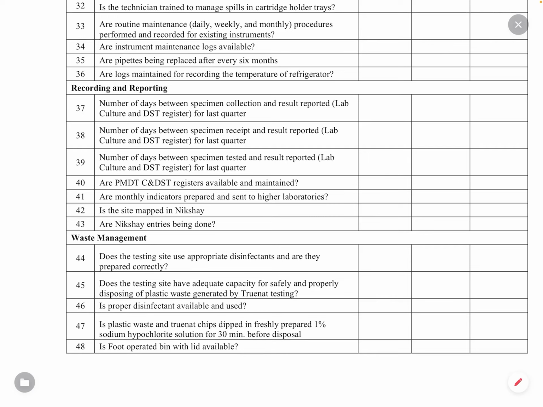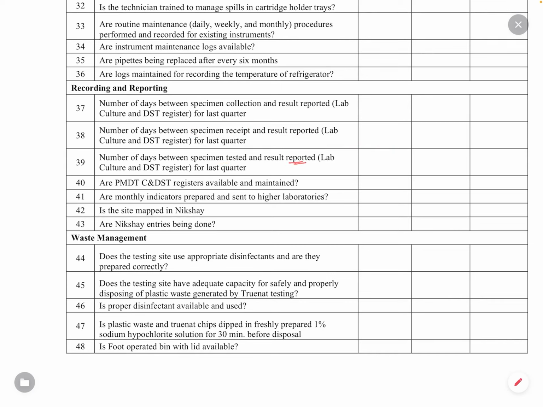Then recording and reporting. So the number of days between specimen collection and result reported. Specimen collection comes in pre-lab TAT, whereas result reported comes in lab TAT. So the number of days between specimen receipt and results reported is the lab TAT, and it should be 1 to 2 days. So 1 to 2 days between sample receipt and result reported. Then we have the number of days between specimen tested and result reported.